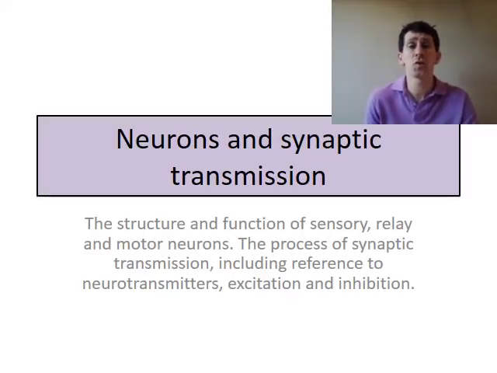This video is going to look at neurons and synaptic transmission. If you look on the specification, it says you need to know the structure and function of sensory, relay and motor neurons. So we'll have a look at that. The process of synaptic transmission, hopefully you remember that from the abnormality topic that we did, including neurotransmitters, excitation and inhibition. So they're the key things we're going to be having a look at in this video.